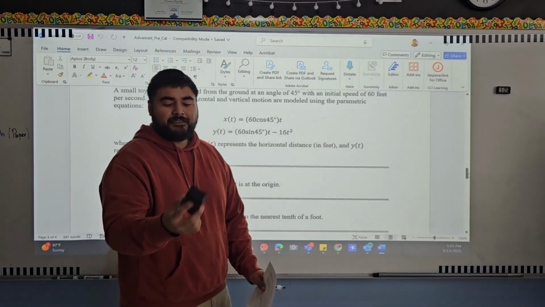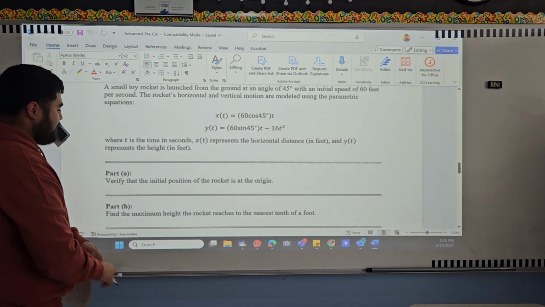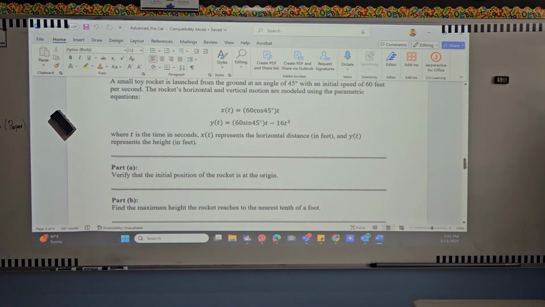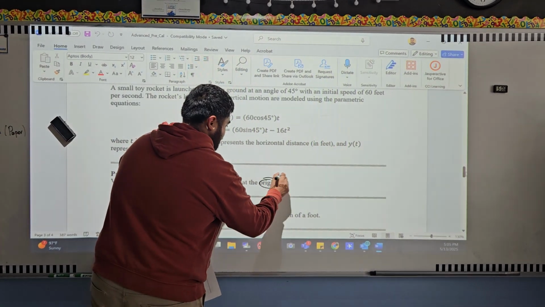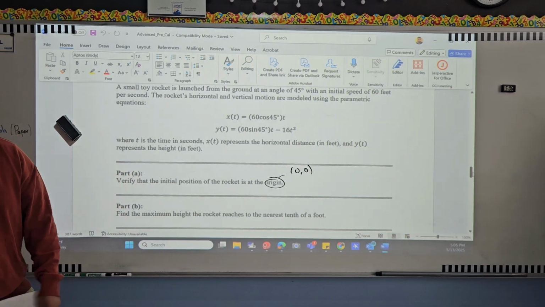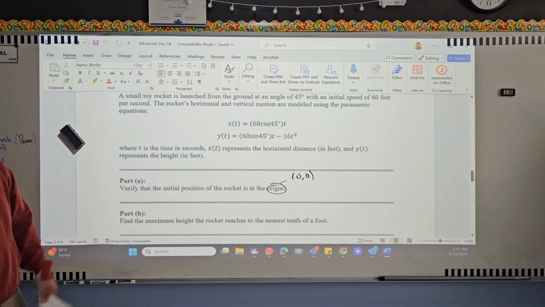Y'all know how easy this is? How simple this is? If you look at part A, verify that the initial position of the rocket is at the origin. When you think about origin, you're thinking 0, 0. You get a point, that's literally your answer. The origin is 0, 0, right? But you have to show me your work, right? You need to verify it.